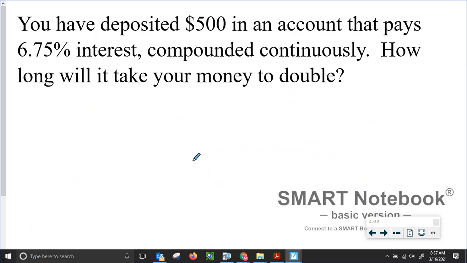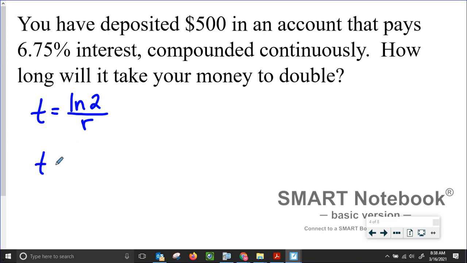Okay. So you have deposited $500 in an account that pays 6.75% interest compounded continuously. How long will it take for your money to double? All right. Well, we just figured out on that last slide that doubling time for compounded continuously is T is equal to ln of 2 over R. Remember, this initial amount doesn't really even matter, because if you double it, you're going to take 1,000, and then when you divide both sides by 500, you're just going to get that 2, which is where this 2 pops up from in this formula.